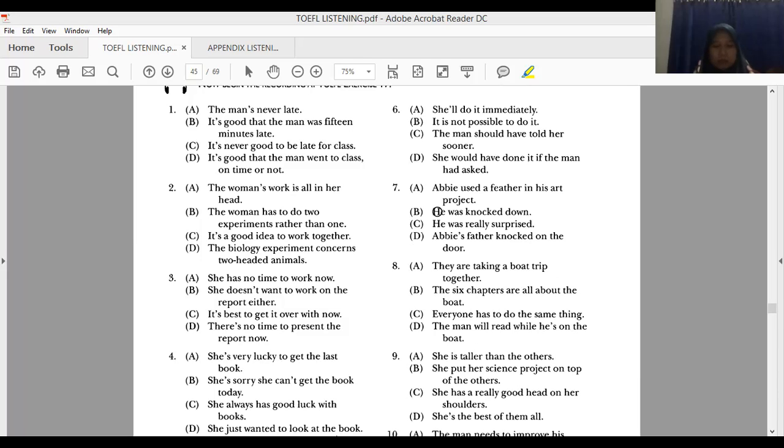Number 2. Do you want to work on the biology experiment together? Two heads are better than one. What does the man mean? Number 3. I really don't want to work on the report now. There's no time like the present. What does the woman mean?